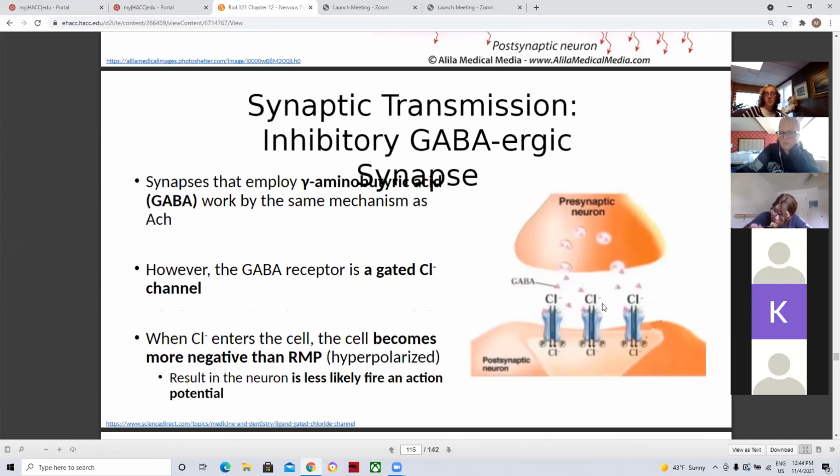In contrast to acetylcholine excitatory adrenergic synapses, inhibitory GABAergic synapses employ GABA, gamma aminobutyric acid, that works, but the receptor is a gated chloride channel. What does chloride do? Chloride works to hyperpolarize the membranes. So it's going to reduce the firing of action potentials. It has an inhibitory postsynaptic potential.